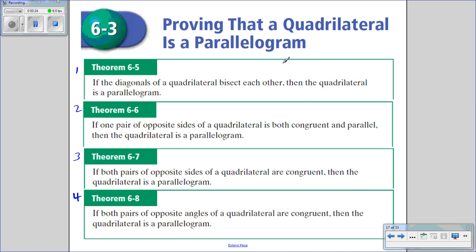So if you have a four-sided figure and the diagonals cut each other in half, which is what bisect means, then that shape is a parallelogram.